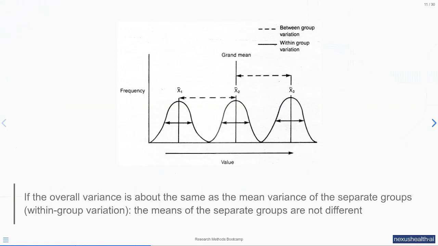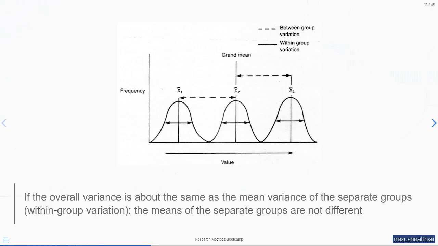This is the first step towards determining if the groups are different. And the reasoning is very simple. If the overall variance is about the same as the mean variance of the separate groups, the means of the separate groups are not different. Again, if the overall variance, that is the total variance, is about the same as the mean variance of the within group variation, then it means the means of the separate groups are not different.